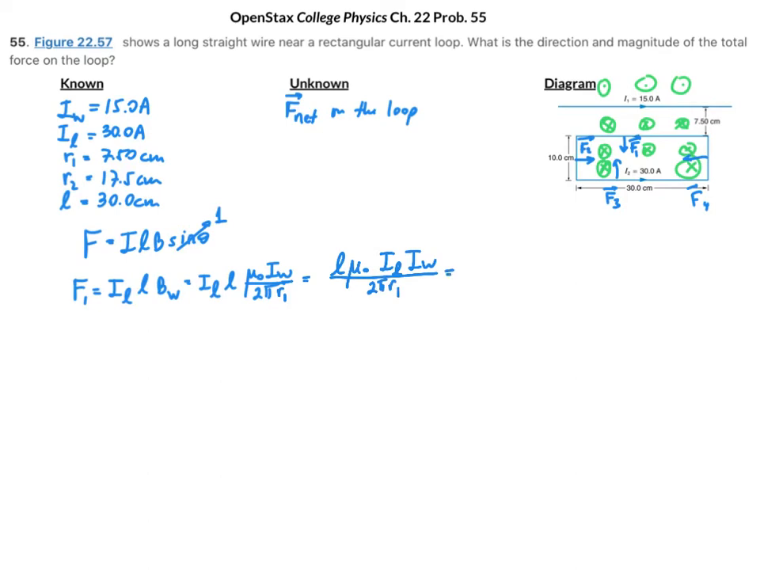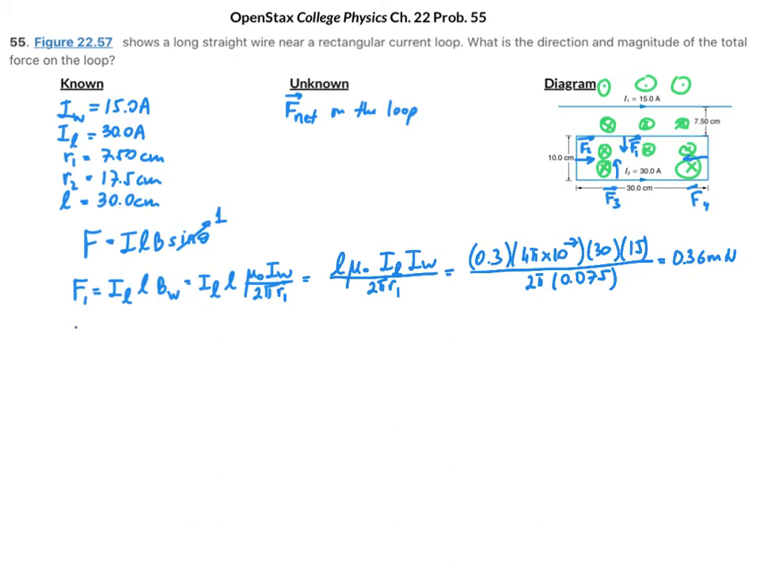So L is 30 centimeters, so that's 0.3 meters. Mu naught is 4 pi times 10 to the negative 7 tesla meters per amp. I_L is 30 amps. I_W is 15 amps. And we divide this by 2 pi times R1, which is 0.075 meters. And we get 0.36 millinewtons for force 1.